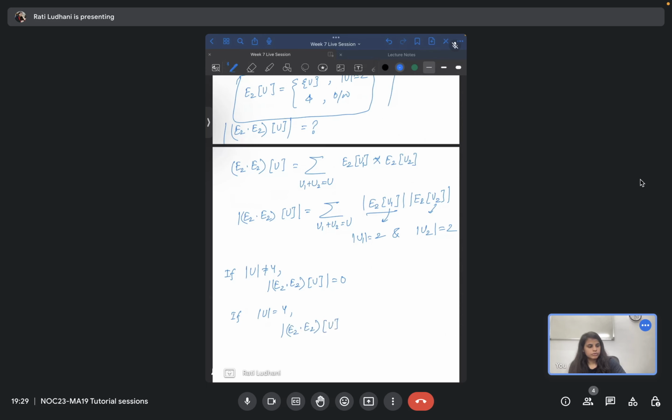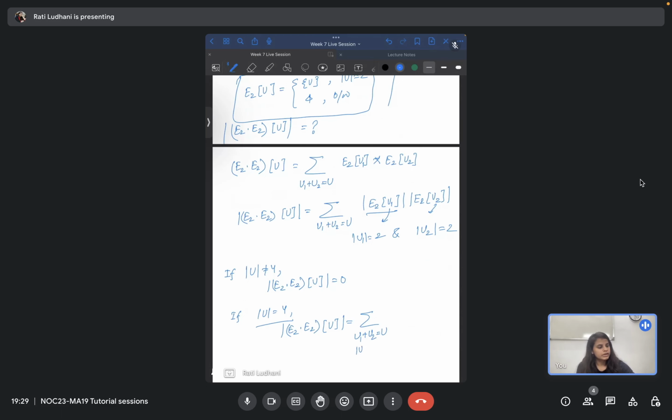And what will be that something? U1 plus U2 is U, so you partition in 2. So when cardinality of U is 4, you can still partition with 1 and 3. Like you take one element separately, 3 elements separately. So U1 has cardinality 1 and U2 has cardinality 3. Still you will get 0.